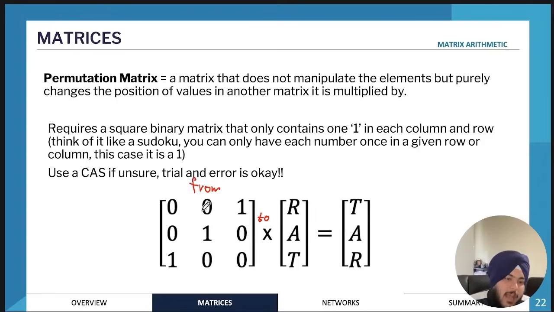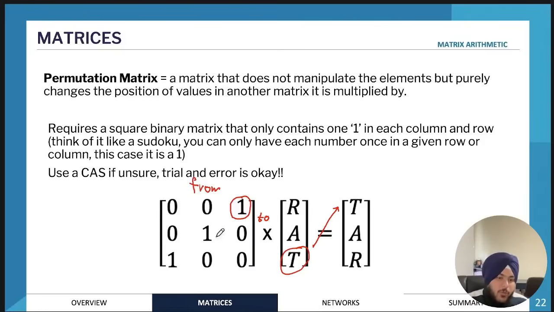So, for example, the way that I like to think of it is if we have something in row 1 and we want to change it to column 3, we want to place the 1 in the third column because we want to place it in the third row. So the way that this would work in terms of matrix multiplication is, if you think about it, it's going to be 0 times R, 0 times A, plus 1 times T. So therefore, T would be placed in the first row of the new matrix.